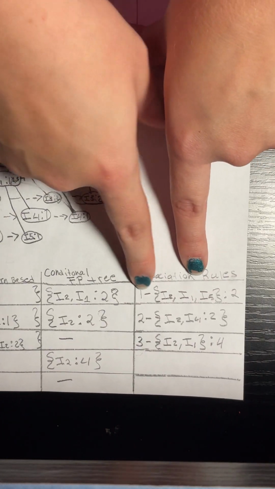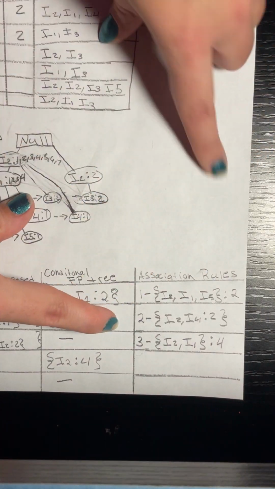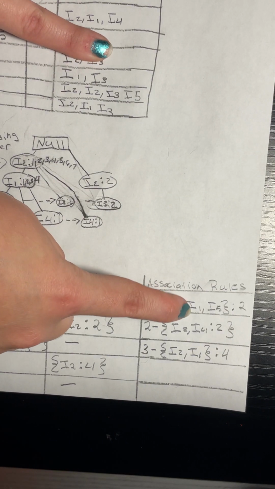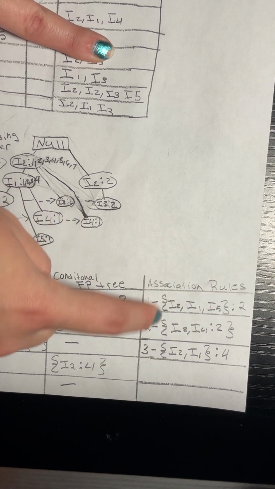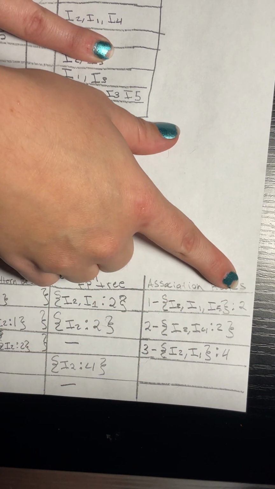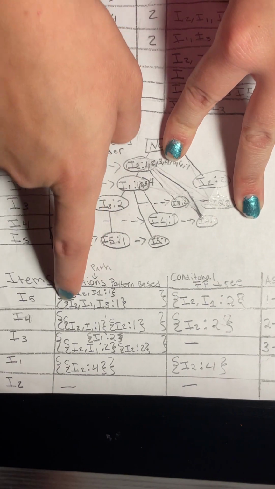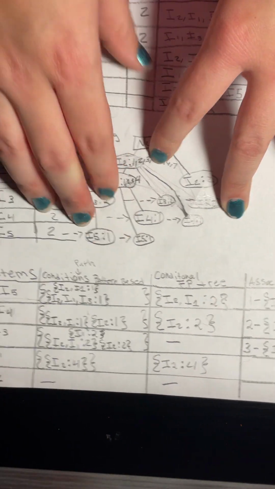And then on the end here for that I5, we can see that we have our association rules, where if I2 and I1 and I5 are together, they're going to have a conditional association of 2. And we were able to get that because, again, looking back over here, that's the path size we have.